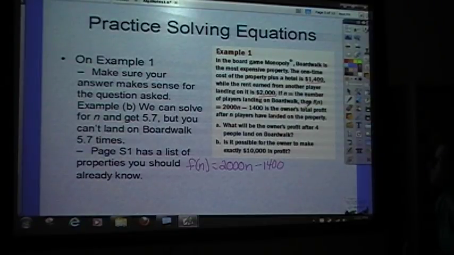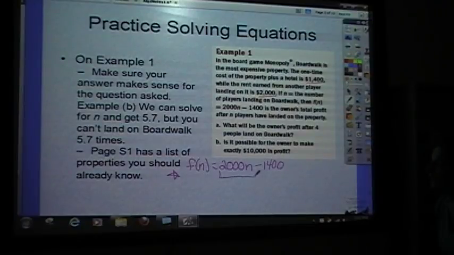landing on Boardwalk, then this function f of n is, and I wrote it here so you can see it, 2,000n minus 1,400. This is how much profit the owner is going to make after n players land on it. So if somebody lands on it 4 times, n would be 4. If somebody landed on it 6 times, n would be 6. Let's take a look at where they got this from.